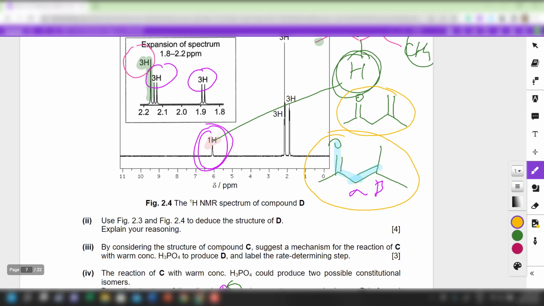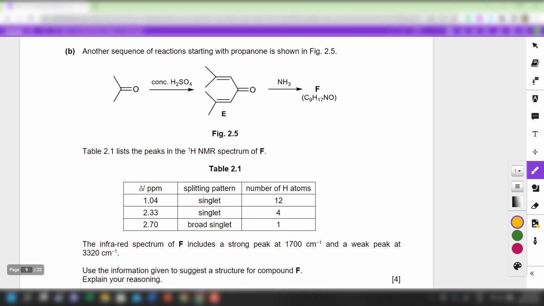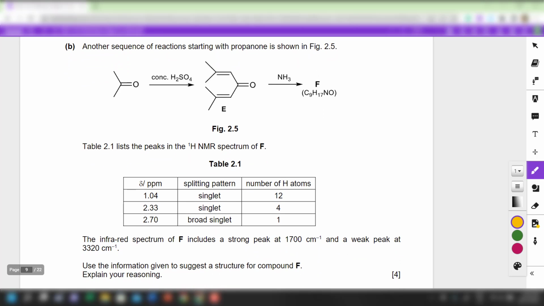With that, we're going to move on to the next part, which is part B. We were told that another sequence of reactions starting with propanone is shown in figure 2.5. Again, we have concentrated sulfuric acid, and then we get E. You notice that this is actually some form of aldol condensation as well. I will not go into the mechanism, but if you are interested, you can try to draw it. Then we have ammonia being introduced and we get F.